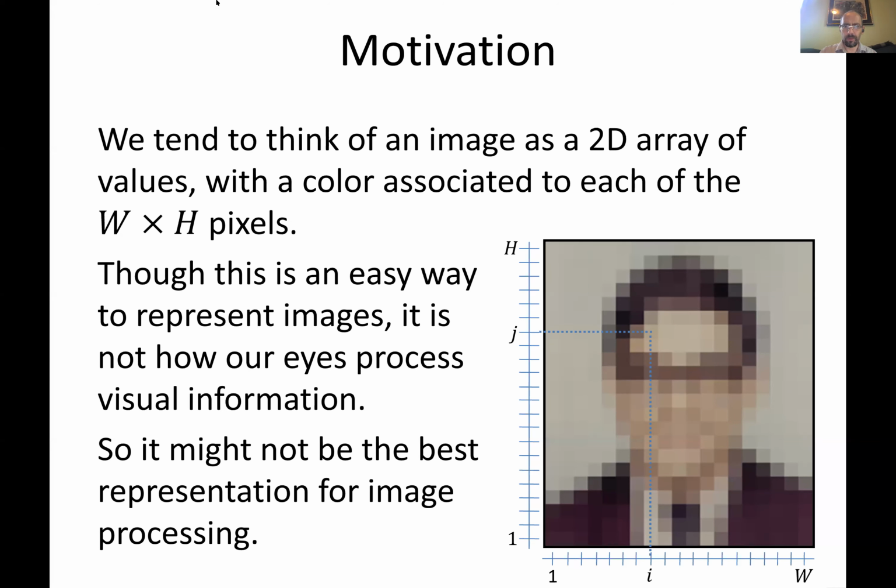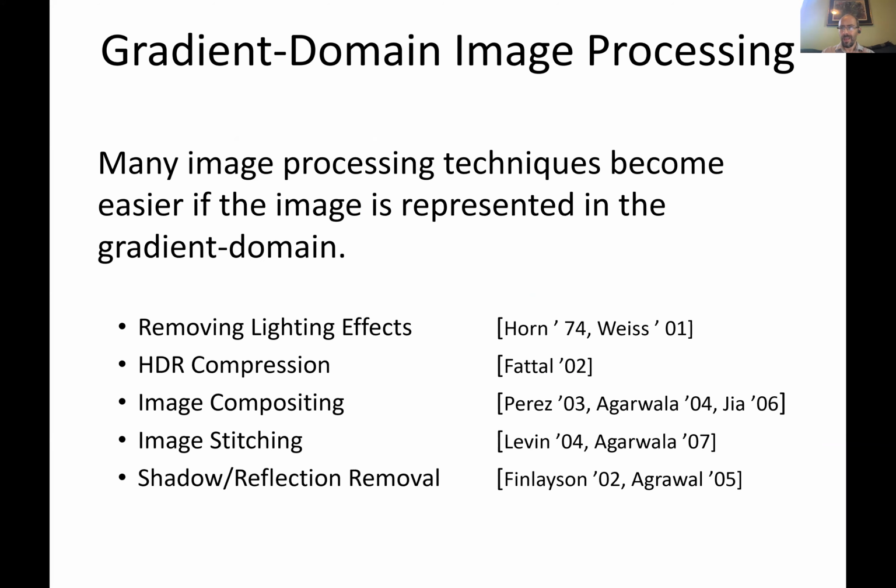That's what gradient domain processing is talking about. Maybe we want to represent images in a different way to enable some of the processing that we do as humans. And it turns out that if you represent images in a different representation, a lot of tasks become easier. And here's a list of a couple of them. I'll show a couple of examples, hopefully convincing you that this is in fact very easy, very nice, very simple.